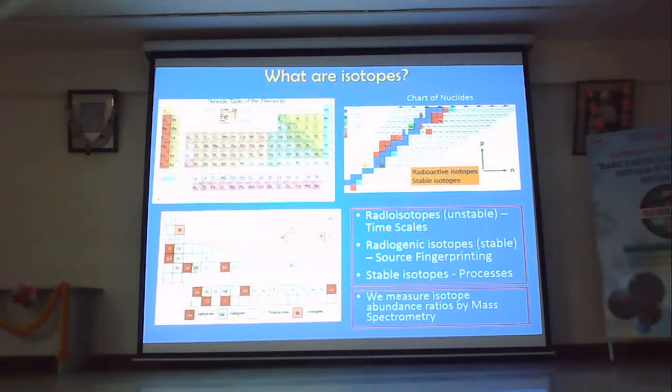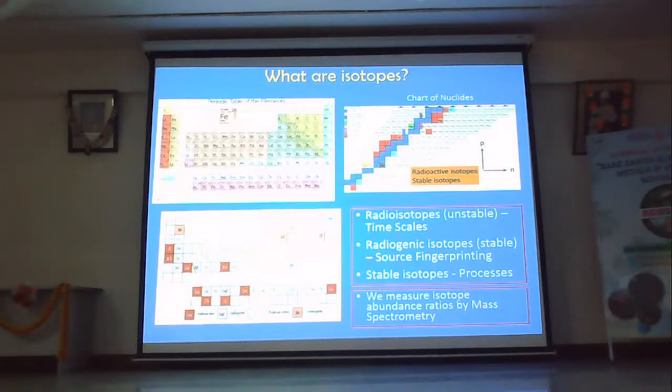So radiogenic isotope means the product. Radioactive is actually the parent and radiogenic is the product. Those ratios can be used as source fingerprinting. Similarly, stable isotope ratios are abundances. When you say abundance, that means one element has, let's say, 4 isotopes, and together they will constitute 100%.